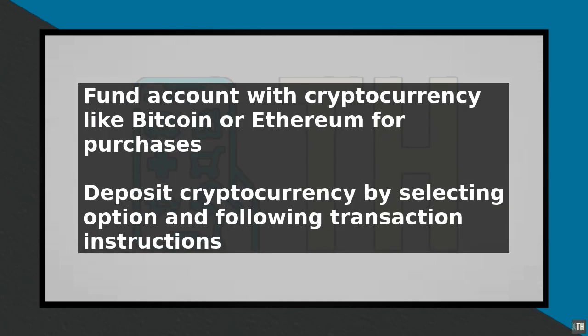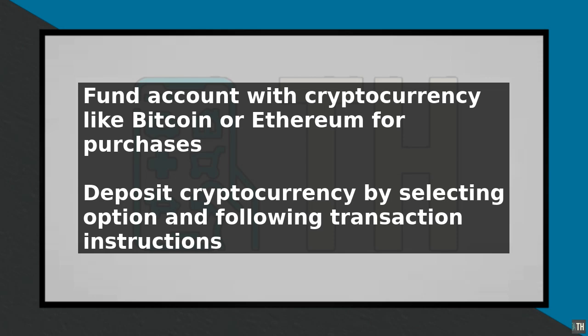Once your account is set up and verified, you need to fund it with a cryptocurrency that can be used to buy meme coins, such as Bitcoin or Ethereum. You can do this by clicking on the Accounts tab and then selecting the Deposit option. Choose the cryptocurrency you want to deposit and follow the instructions to complete the transaction.